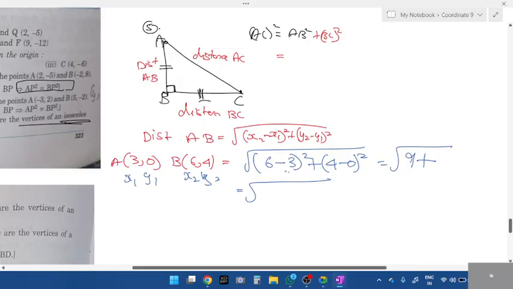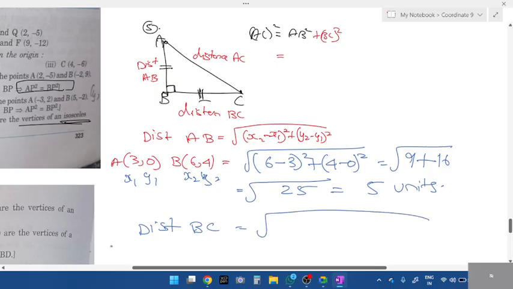Okay, fifth question. How much is 9 plus 16? Root 25. The answer is 5 units. Next, what you have to find? Distance BC. Tell me distance BC, students.